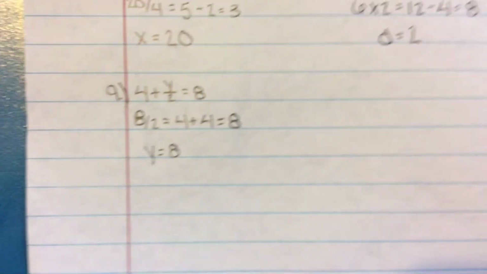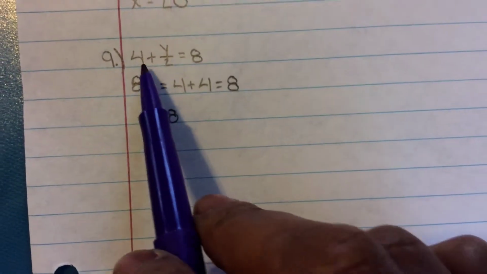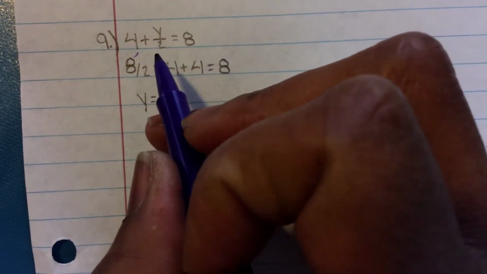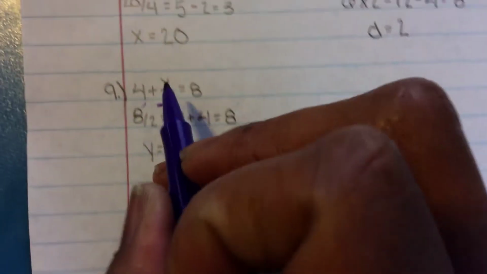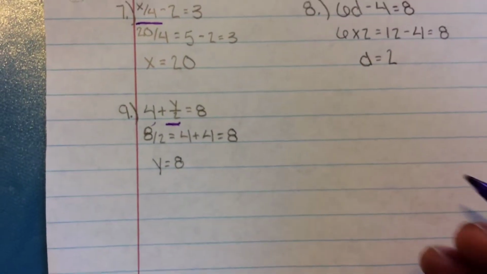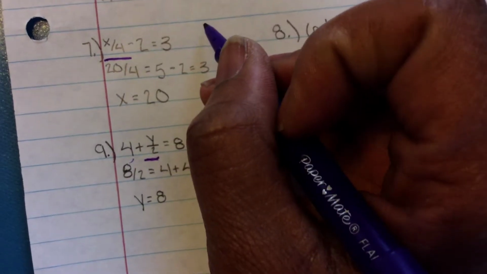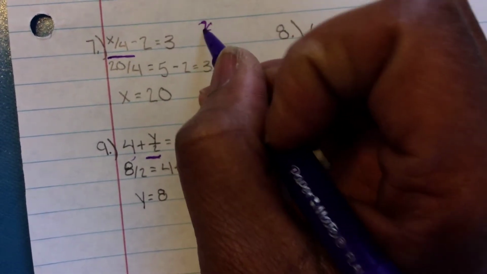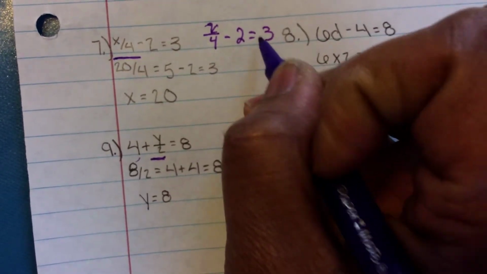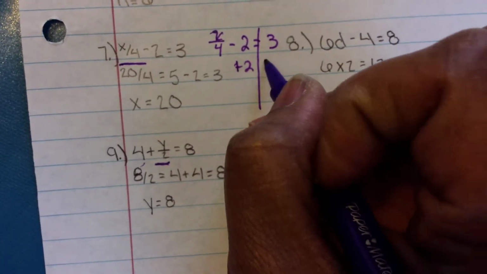And then this person's work is unacceptable. But listen, a lot of you had problems with problems like this. You see how you have y over 2 right here, and then this one right here says x over 4. Let me show you how to handle that. So let's do this one up here. I've got x over 4 minus 2 equals 3. The first thing we're going to do is add 2 to both sides.